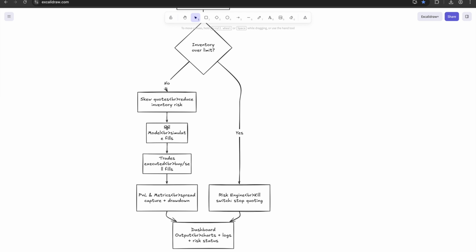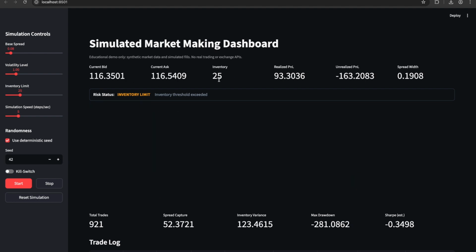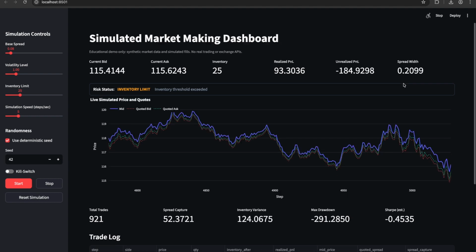And then it goes into the fill model, which simulates fills, because this is a simulator that's not on the live market, because I'm just presenting this in a video to showcase, right, to teach you on this. And then it goes into the trade executed, and it shows you how many buys and sells have been filled. And then we see the P&L and the metrics, for example spread capture plus drawdown and all those things. And then that is shown as an output in the dashboard with all the things, right? So like the inventory, the current ask, current bid, unrealized P&L, and realized P&L, right? And the spread width as well.